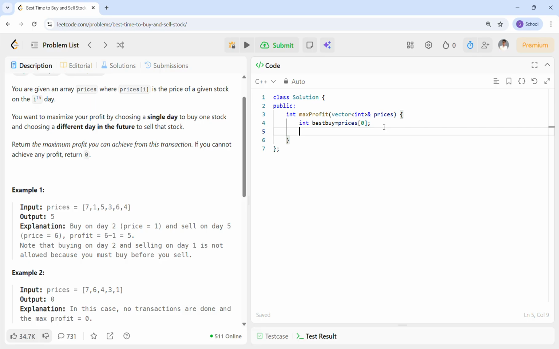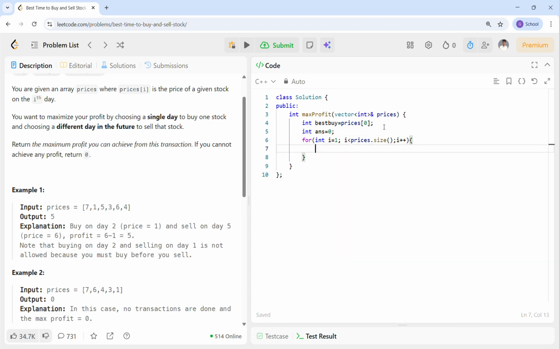And we will take our answer, int answer, max profit, whatever we have to return, as 0. For now we don't have any profit, so we'll run the loop from index 1, because we have taken index 0 as our best buy for the first day. So we are running the loop ahead of it, i less than prices dot size, i plus plus.